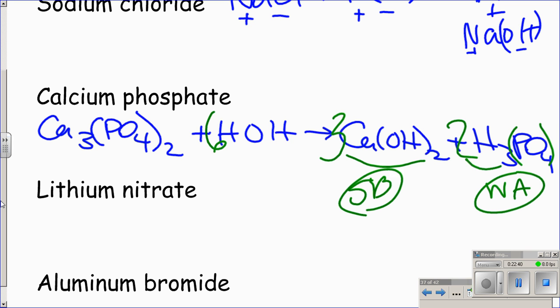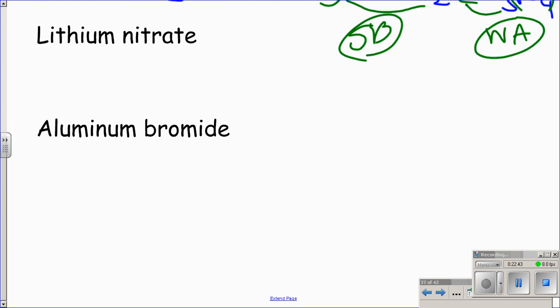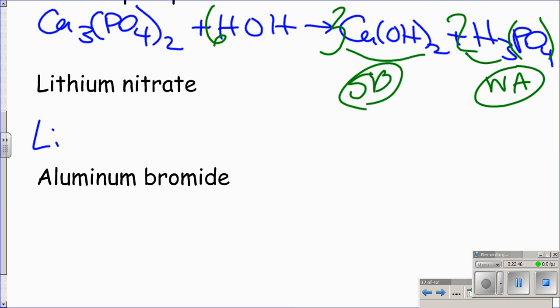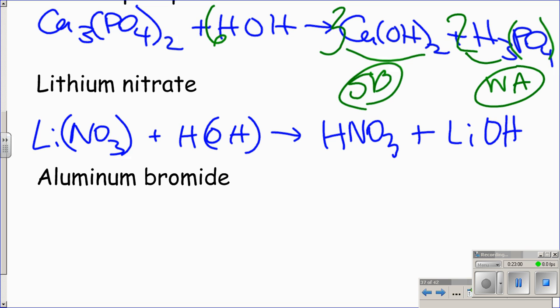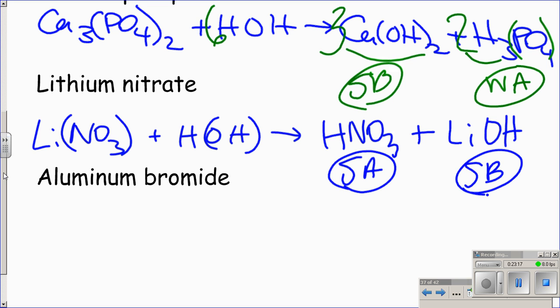Lithium nitrate, tell me what you got down. Shout it out. LiNO3 plus, keep going. Okay, coefficients needed? Nay. Is this ending solution acidic, basic, or neutral? Neutral. Why neutral, Clayton? Strong acid, strong base, neutral, because nobody outweighs the other. Does that make sense? Yeah?